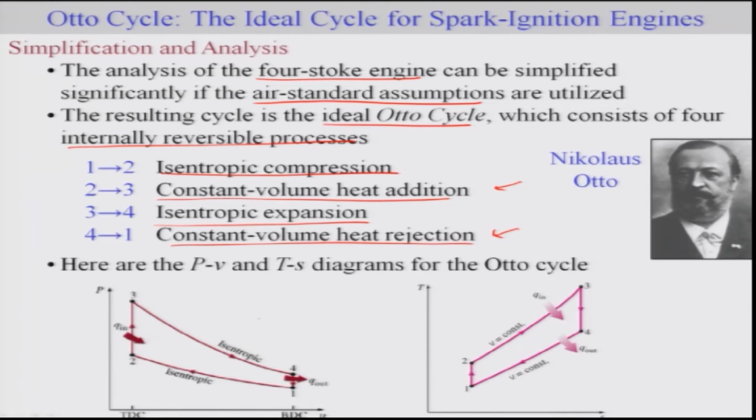So here is the corresponding PV diagram again. This we have already looked at. The corresponding TS diagram would be this. Okay, so 1, 2 is isentropic compression. 2, 3 will be your constant volume heat addition, 3, 4 isentropic expansion, and 4, 1 constant volume heat rejection.